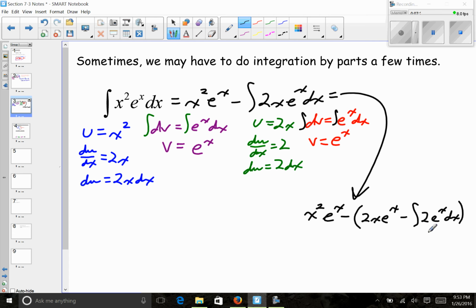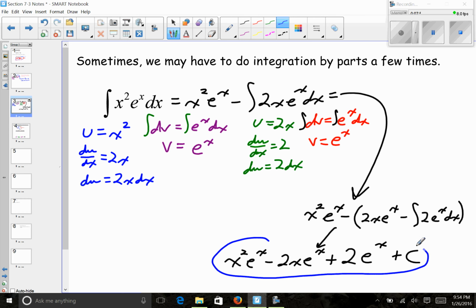Well, this now is an antiderivative that I can figure out because the 2 can move outside. It's just asking what's the antiderivative of e to the x. So my integral is going to be x squared e to the x from our first integration by parts minus the 2x e to the x. Distribute that minus sign. This becomes plus. The 2 is pulled outside. The antiderivative of e to the x is just e to the x. And then I need to have plus c because this is an indefinite integral. And this right here is our antiderivative.